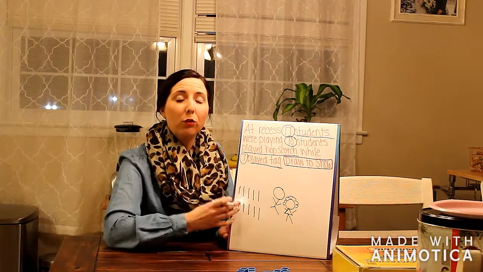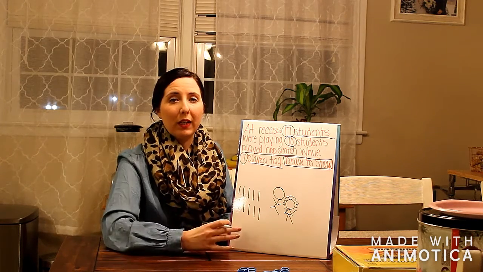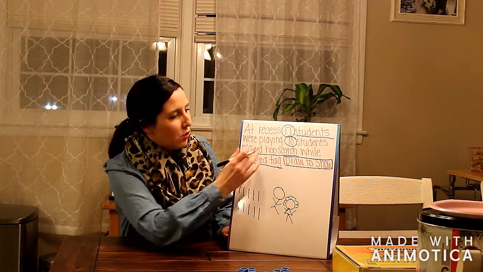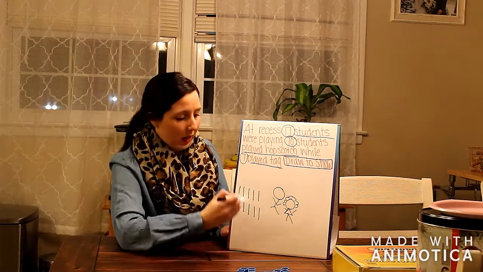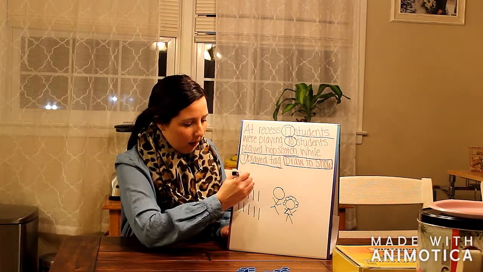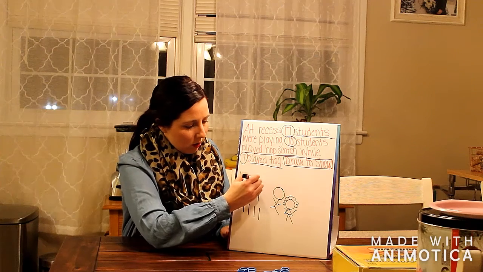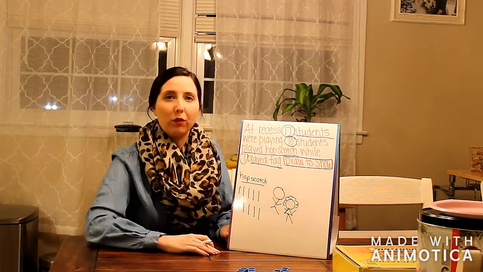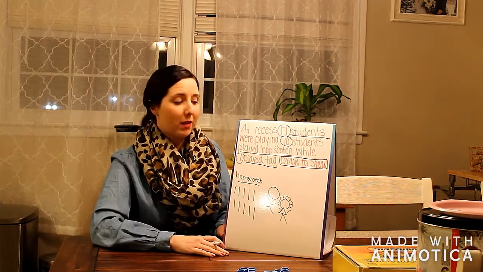And when I draw my group, I want to make sure that I'm labeling it so that when I go back, I remember what was my picture all about. So I know that the 10 students were playing hopscotch. So I'm going to write hopscotch right above my group so that I remember that that's what it represents.